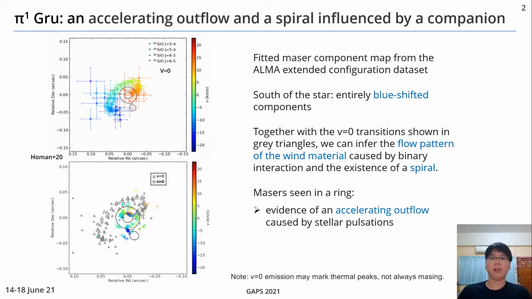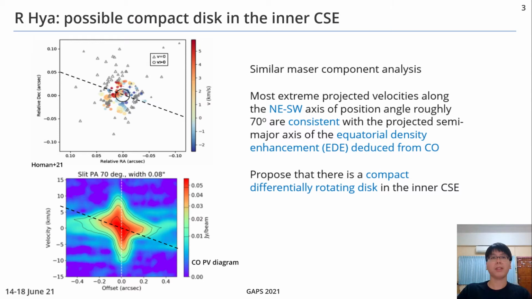Now, most of the masers are also seen in a ring. This is evidence of an accelerating outflow caused by stellar pulsations in favor of tangential maser beaming, as you can see here. Now, what about R Hydrae?